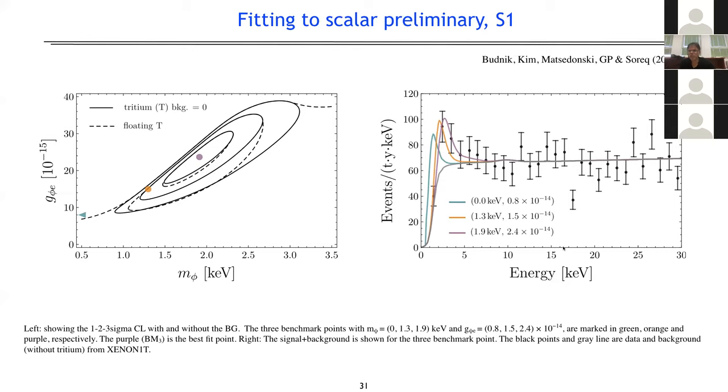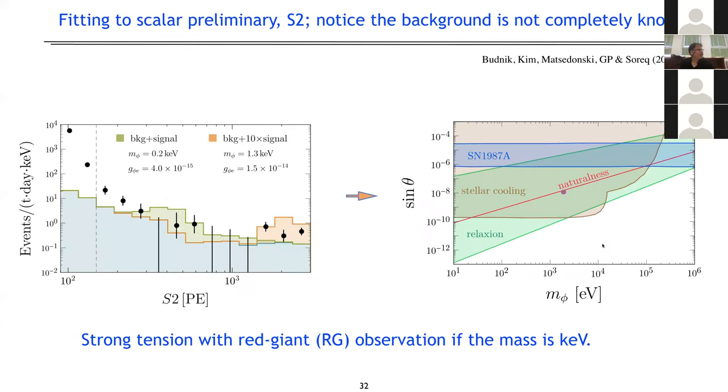Is this good or bad? Well, the question is how much you believe the red giant bounds. So if you look at the signal, let me first go to the parameter space on the right. Again, our beloved sin theta versus m. Then what you find is that in order to accommodate the signal for this case, you are at this.